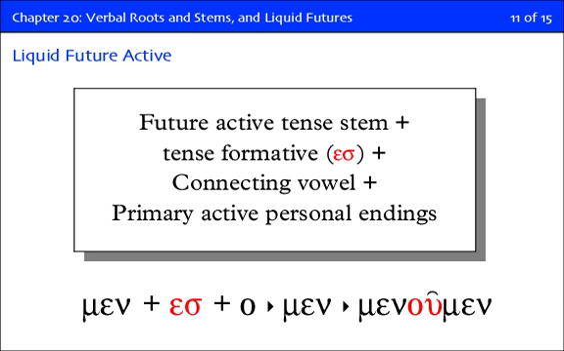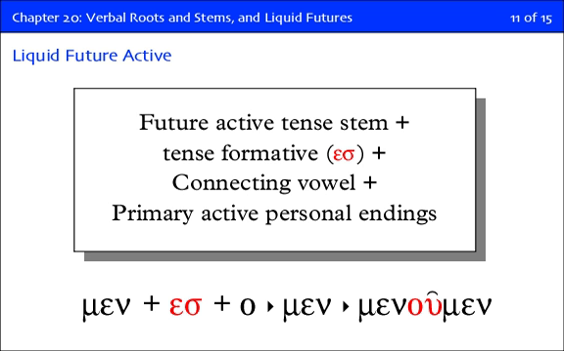But then you have epsilon, sigma, and the connecting vowel. You have what's called an intervocalic sigma. And sigmas between vowels don't hang around in Greek, they drop out. You've got two vowels up against each other, and they contract. So these are those verbs that in the future don't have a sigma. For example, one of the liquids is meno.